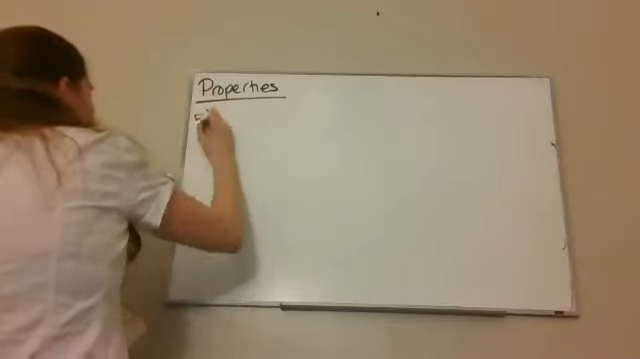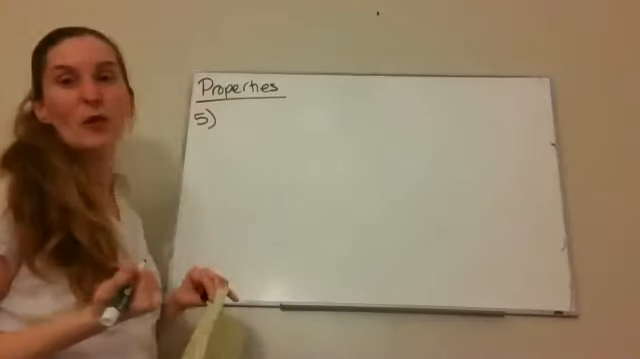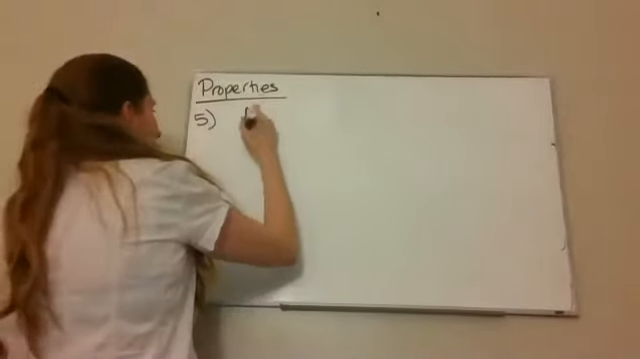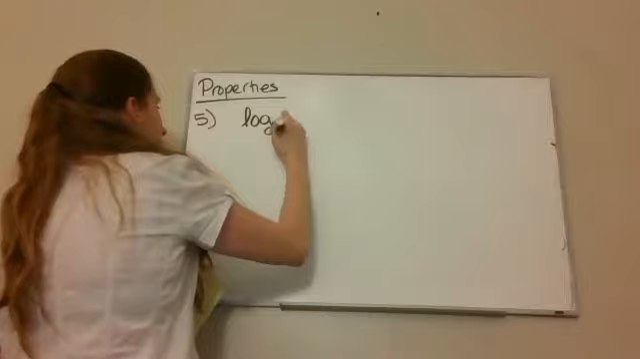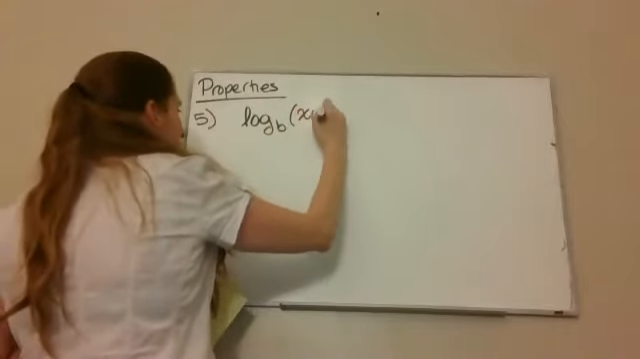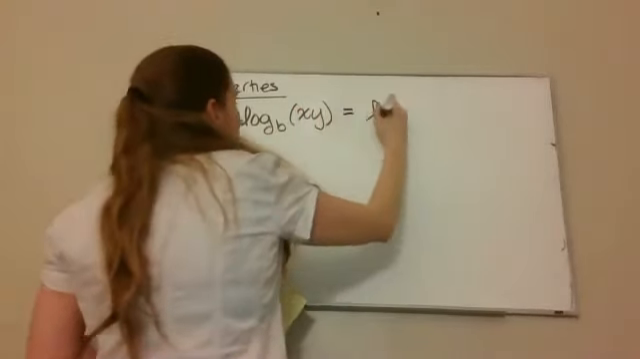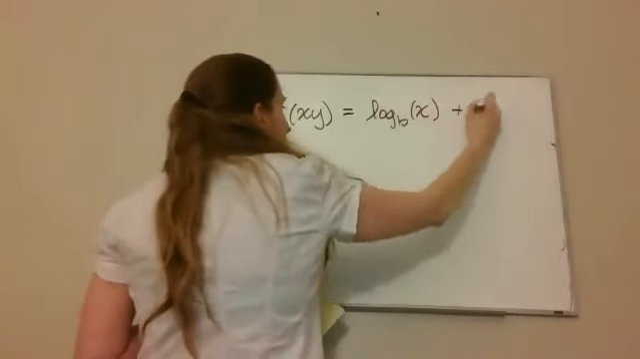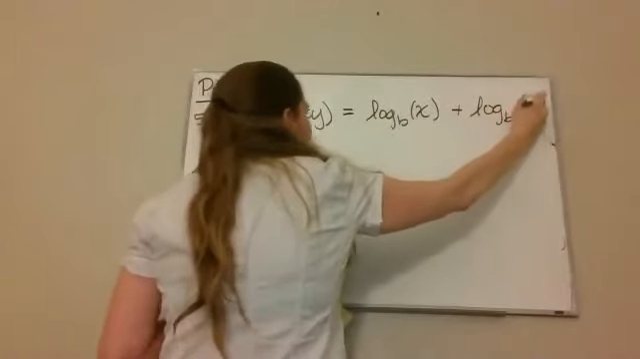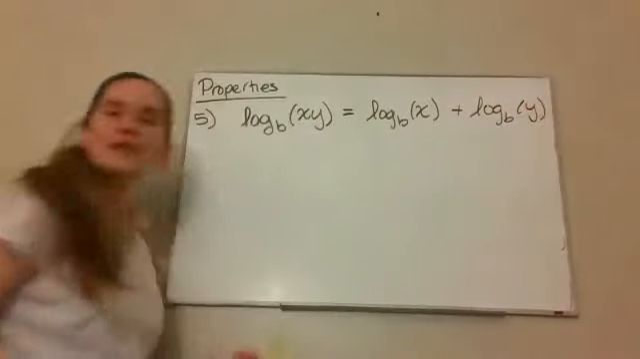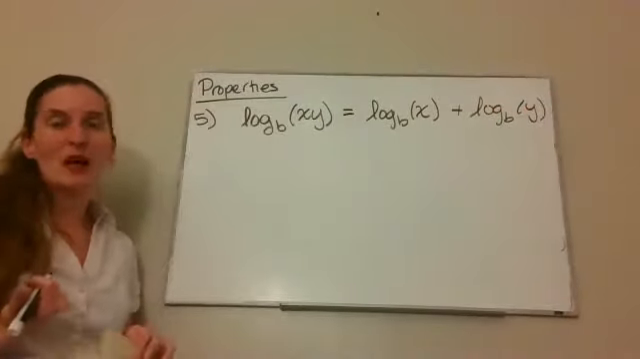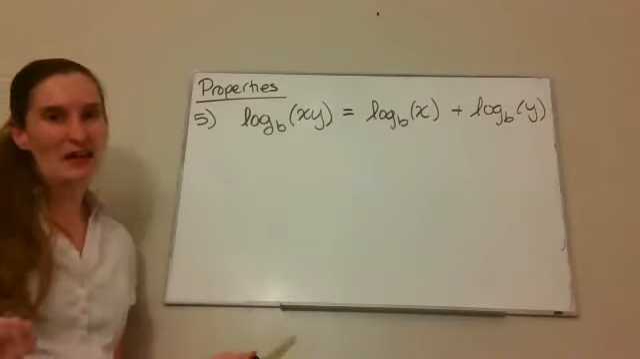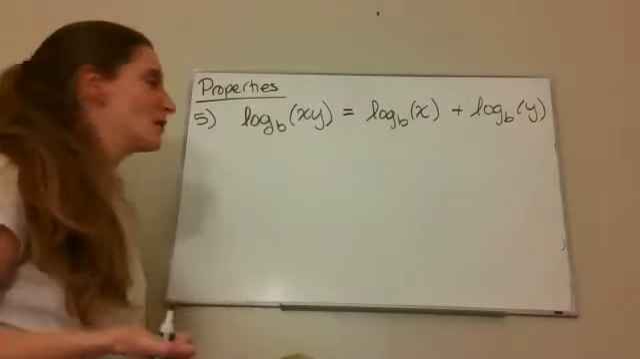And I'm going to start with number 5 because we already did properties 1 through 4 earlier. We have a product property that says log base b of x times y is equal to log base b of x plus log base b of y. This is very similar to that exponent property that said when we multiply things with the same base, you add the exponents. This is the very same idea.